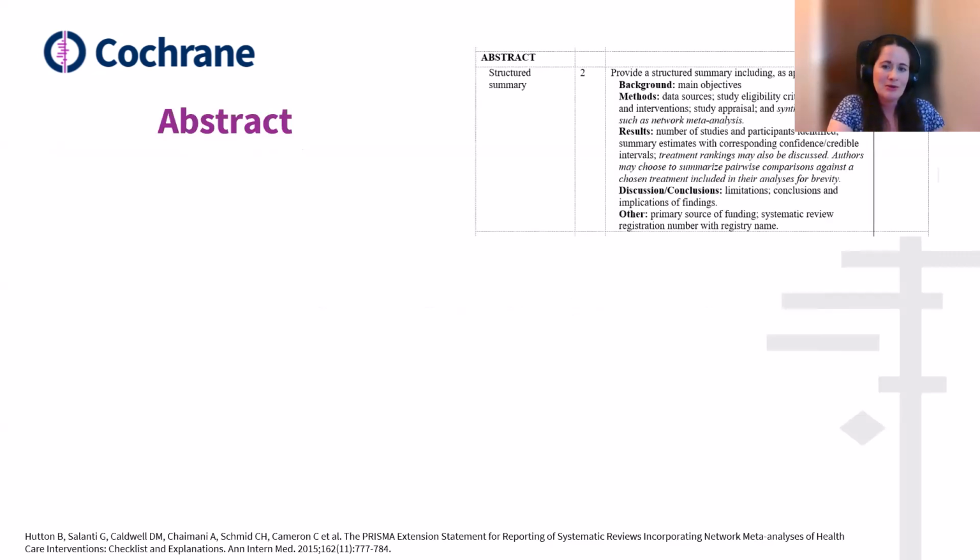PRISMA for NMAs also provides an item on the abstract, which is actually number 2 in the checklist. However, I'm discussing this one at the end of this talk because the abstract is usually the last section a review author would write. The abstract of an NMA should follow the same structure as any other kind of systematic review, where there is a background, methods, results, and discussion and conclusions section. The source of funding and registration number should also be included here.